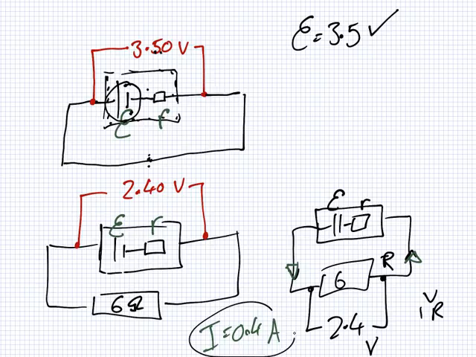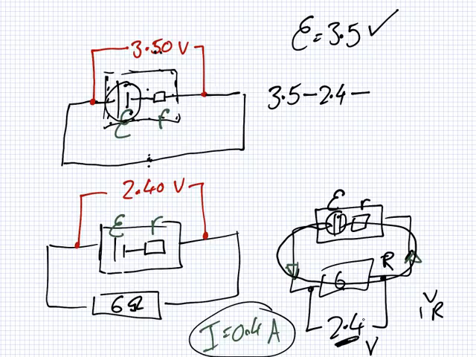Now, here we know the I. So if I use Kirchhoff, can we do Kirchhoff together on this one? What's E? 3.5 minus 2.4. I'm starting here and I'm going around. Let's start this again. E, minus 2.4, minus RI. What's the I? 0.1.